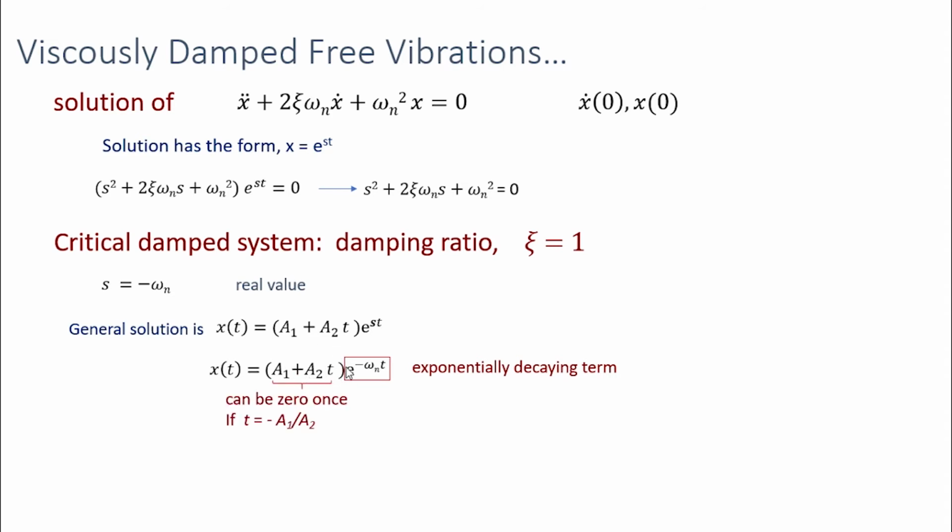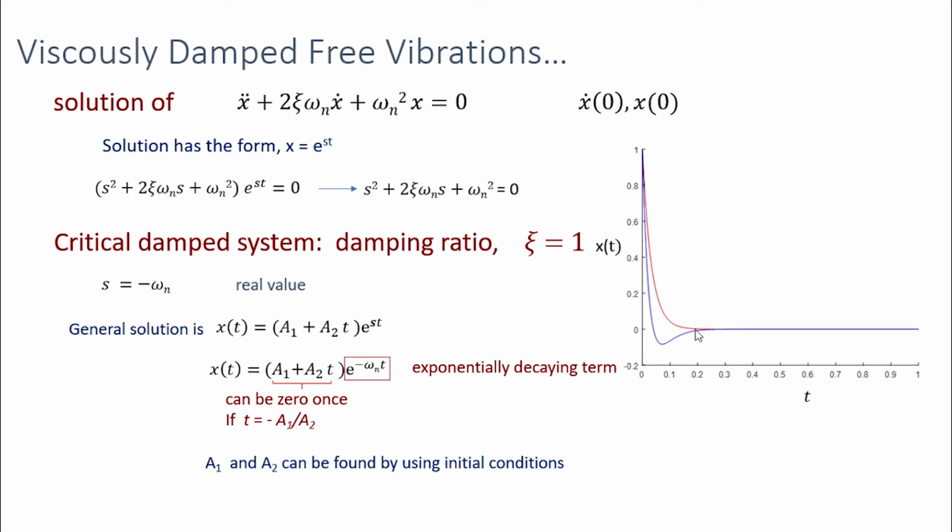So this is an equation of a straight line. If your constants, which we can find out using our initial conditions, if these a1 and a2 are in such a way that this equation can be equal to 0 once, so if the value of t is equal to this much, this can become 0 and the x will have a solution equal to 0. This will happen only once because it's a straight line and it will cross the x-axis only once. We can calculate these constants a1 and a2 by making use of the initial conditions.